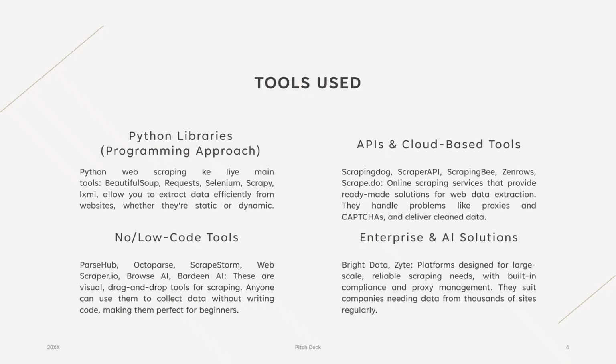For programmers, there are Python libraries. If you know Python, libraries like Beautiful Soup, Requests, and Selenium give full control. You can write custom scripts for complex scraping tasks. So this is basically what we will focus on today. Then for enterprise, the enterprises are really large and they need some very important cloud services. So companies use services like Bright Data, ScrapingBee, and many more.